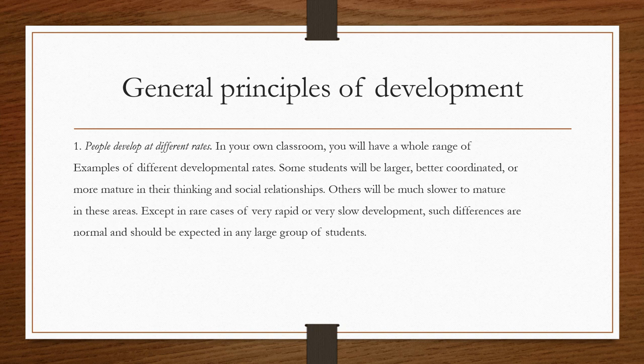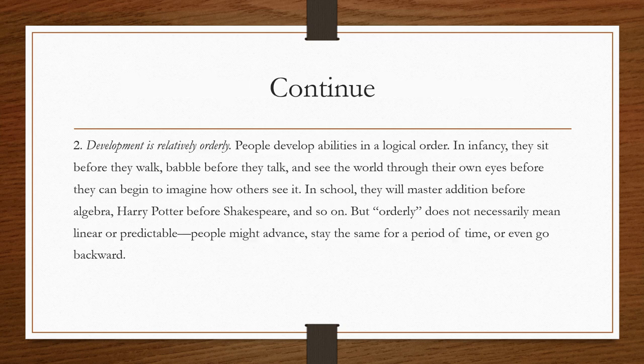Okay, the development of different people takes place at different rates. I mean, some people in your surrounding, some people in your environment, some people in your classroom, if you're a teacher, would be more intelligent, would be more active, would be more dynamic, would be more bold, but some students would be a bit lazy or would be passive learners. But these differences are normal when you're talking about a large group of students.